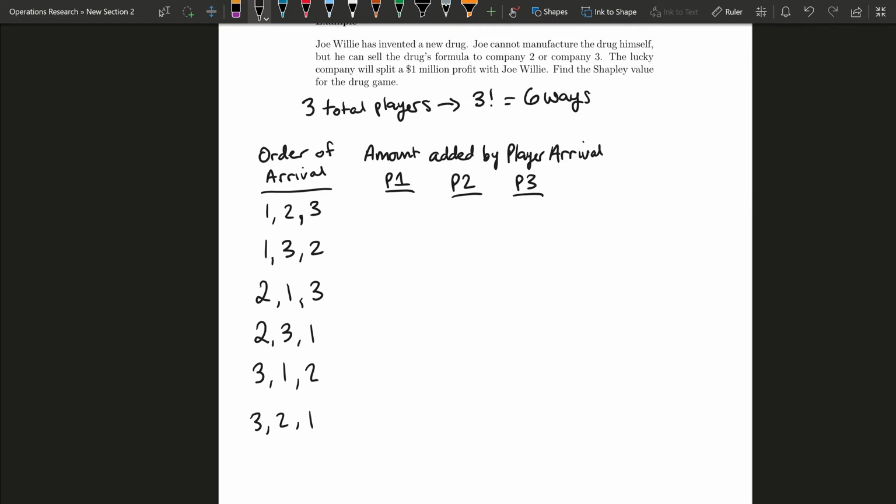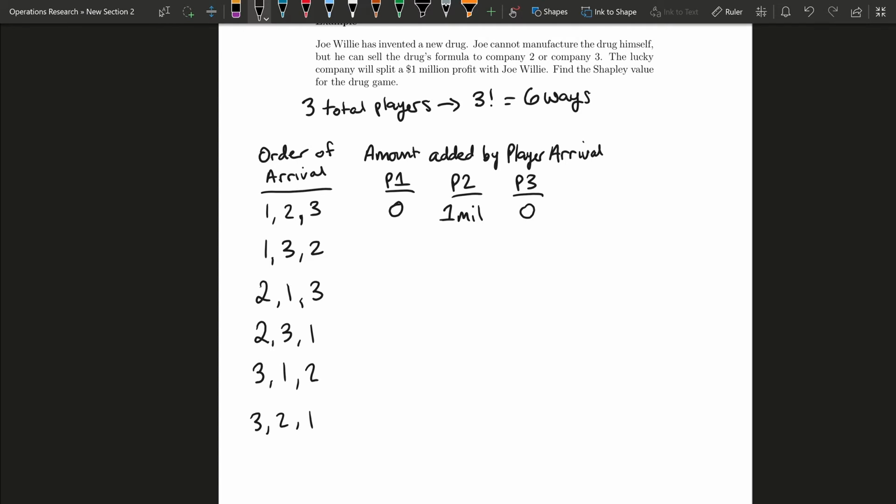So in this first scenario, player 1 is going to arrive first. And when it's just player 1, we said Joe can't manufacture the drug by himself. So at this point, the prize is $0. Player 1 has added nothing. Now when player 2 arrives, we know that company 2 and Joe together can make that $1 million profit. So player 2 has contributed $1 million to this coalition. And now when player 3 arrives last, there's no additional reward as this guy shows up. So just a 0 here for him as well.